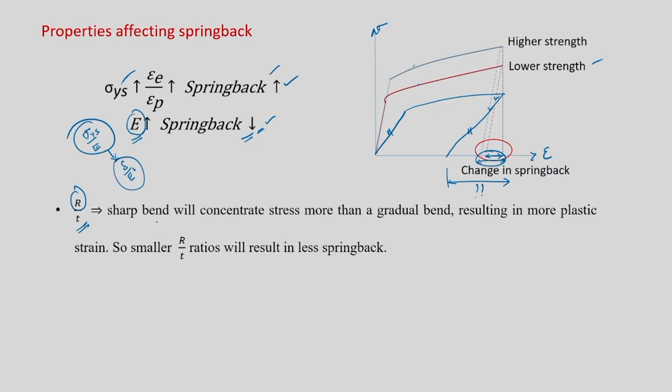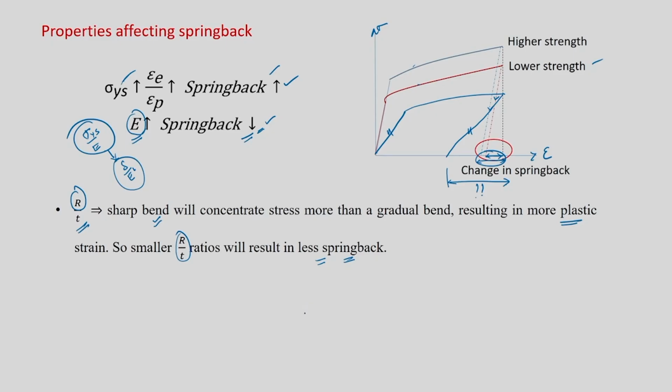So suppose you take a sharp bend, what will happen? It will concentrate stress more than in the gradual bend, resulting in more plastic strain. So smaller R by t ratios will result in less spring back. What we are saying is, if the radius is small, you put a lot of plastic strain into it, which can suppress the elastic part. So there are chances that you will have less spring back, and if you increase your radius to a larger value, then it is going to be the opposite.